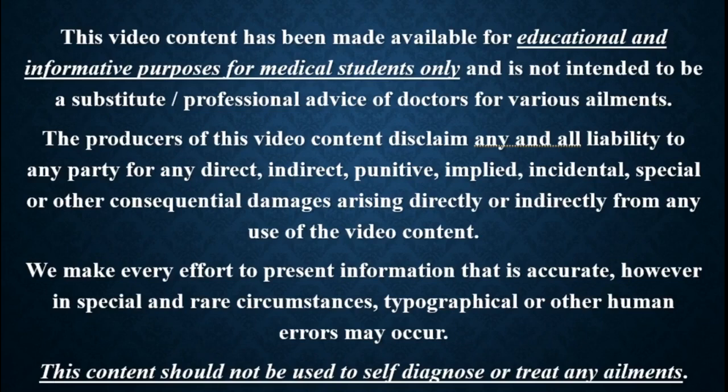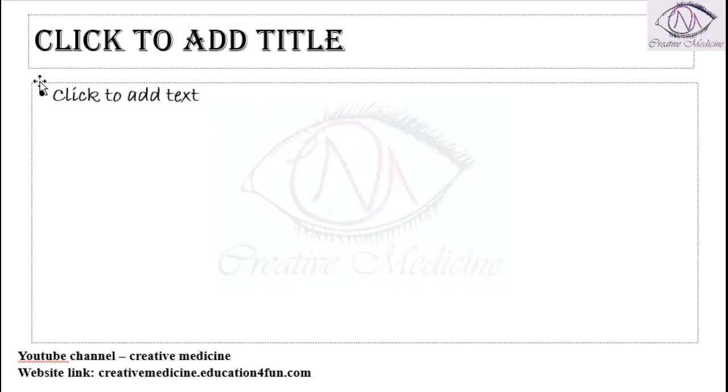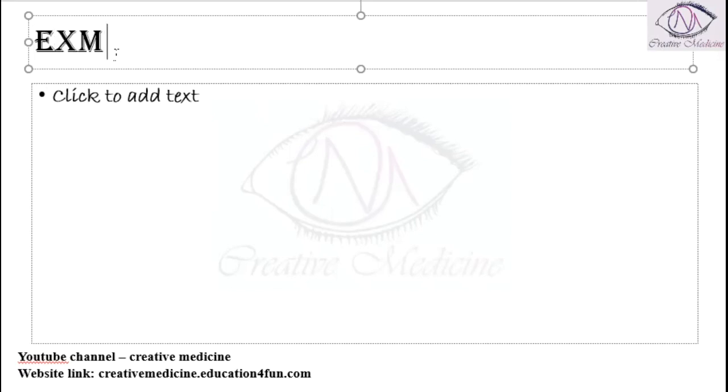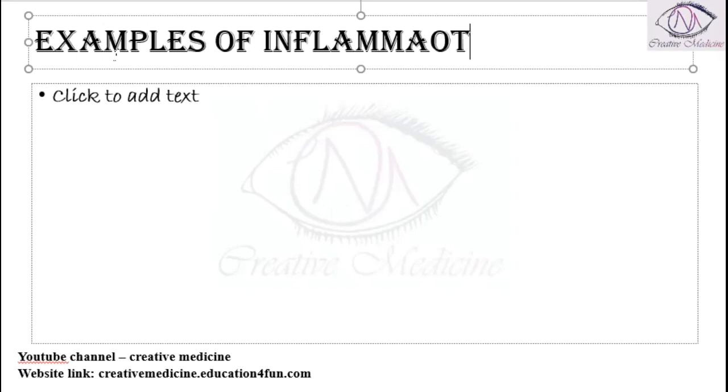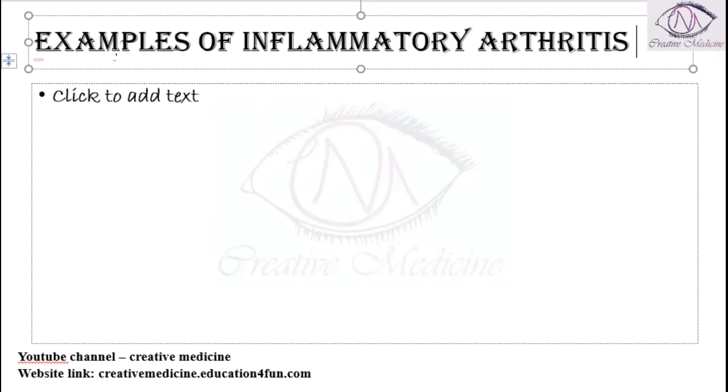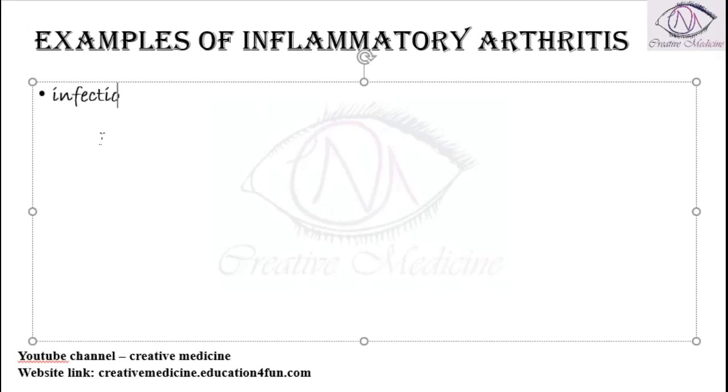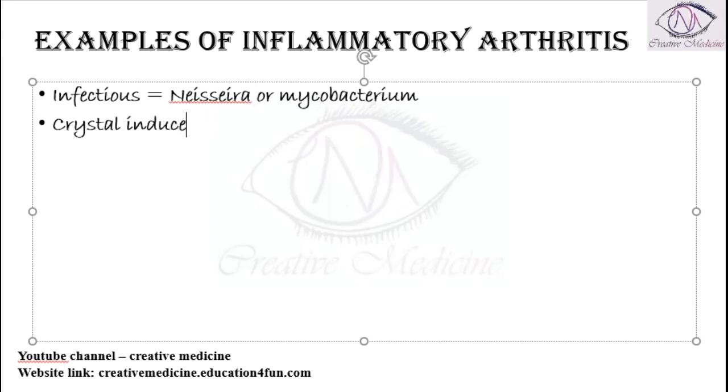In this lecture, we will learn about the examples of inflammatory arthritis. Examples of inflammatory arthritis are: infectious causes like Neisseria meningitis or mycobacterium will result in inflammatory arthritis. Then crystal induced causes like gout and pseudo gout are responsible for inflammatory arthritis.